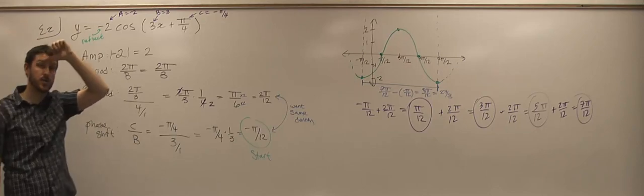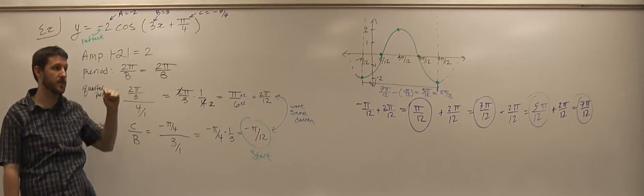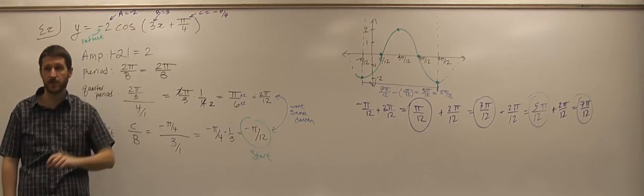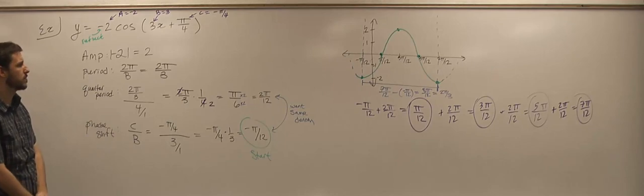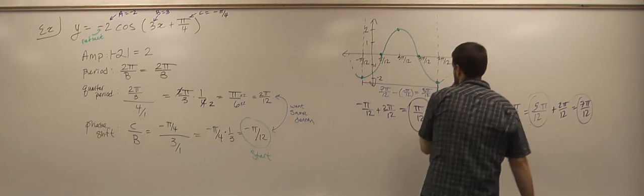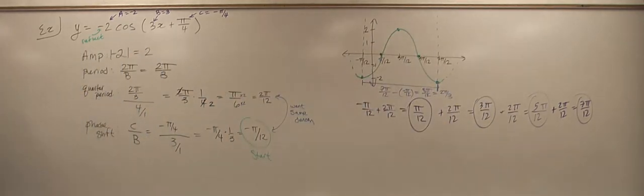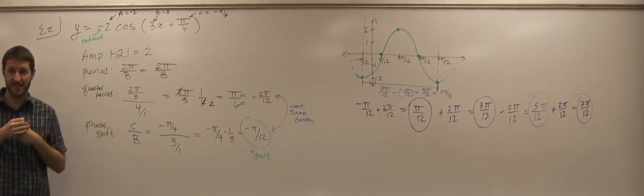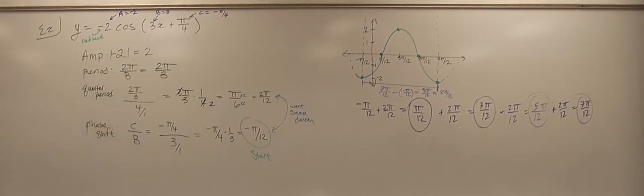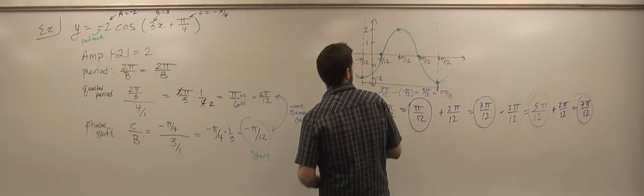Now for sine, that's not true. Right? For sine, you always start at 0. And then the a tells you whether to go up or down to positive 2 or negative 2. Questions? So, one last question.